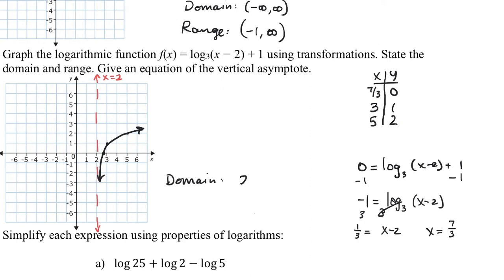So the domain will start at 2, but we're not going to include it. We're going to put a parenthesis around it. So from 2 to infinity. Range, this graph is going to continue in this downward direction. So on the y-axis, we're going to go all the way down to negative infinity. And it will continue to go up and up and up in the positive direction on the y-axis. So the range is all real numbers, or negative infinity to infinity.